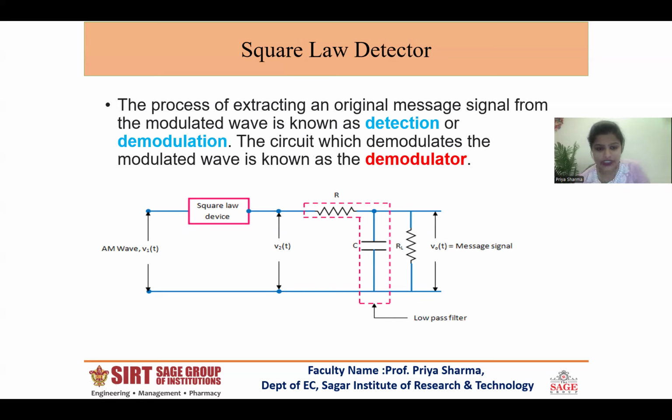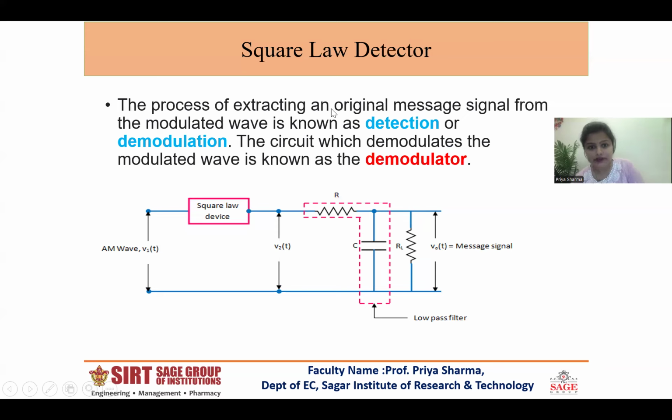Coming to the square law detector. Again, it consists of few things only. Here the modulated signal is there, here a square law device is there, and here a low pass filter is there. In the modulator, we have used a band pass filter, and in the detector, we use only the low pass filter.